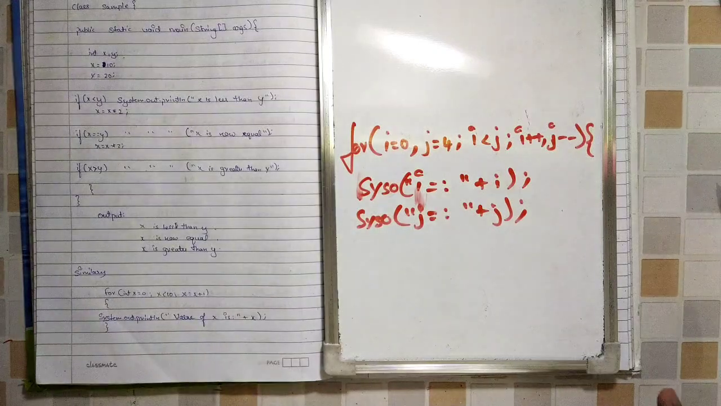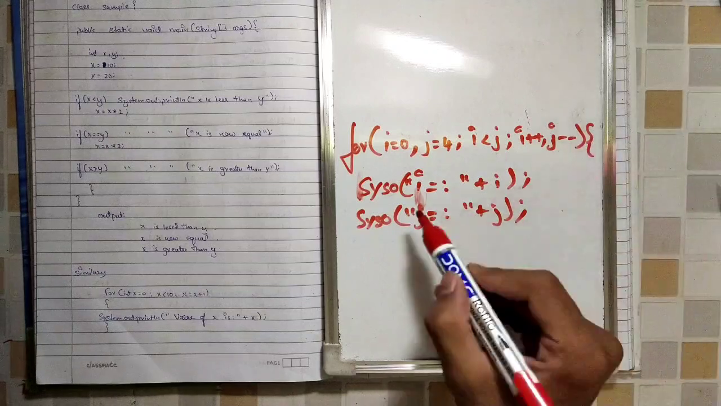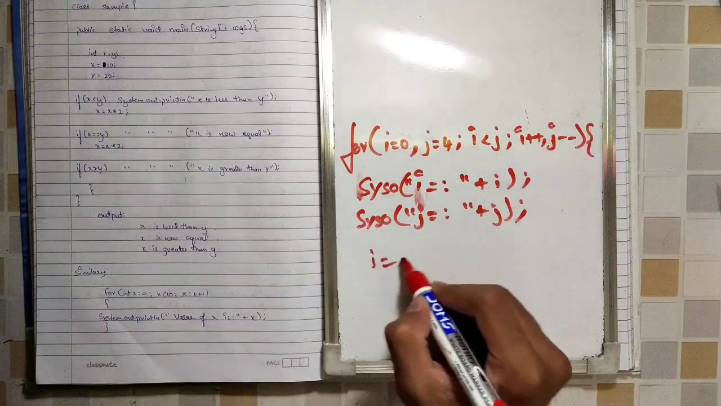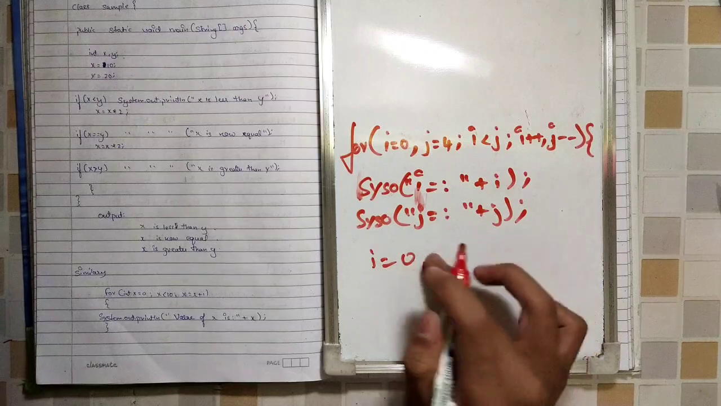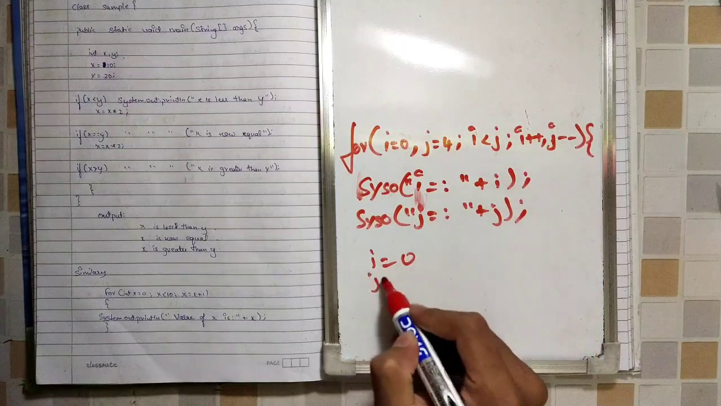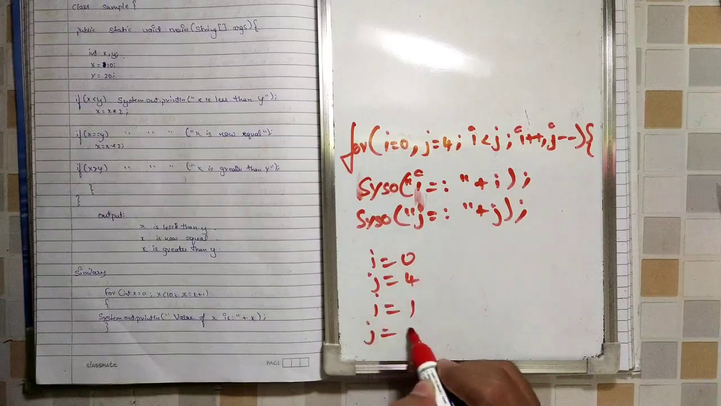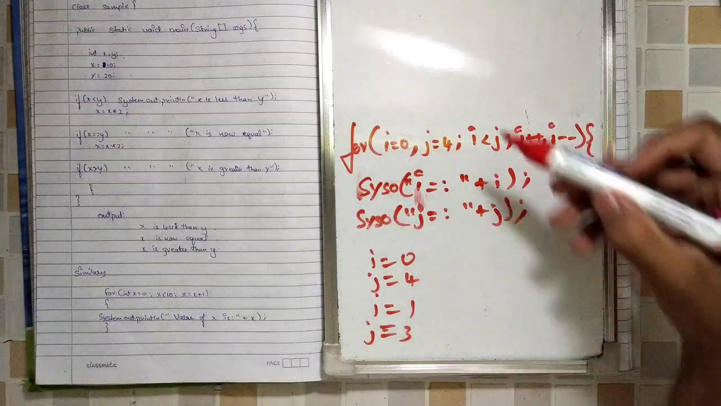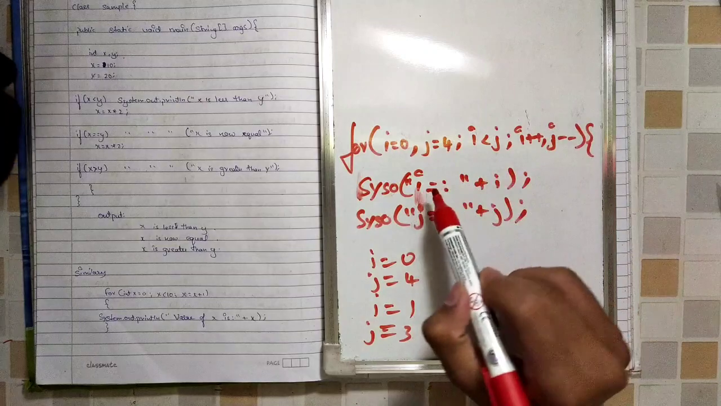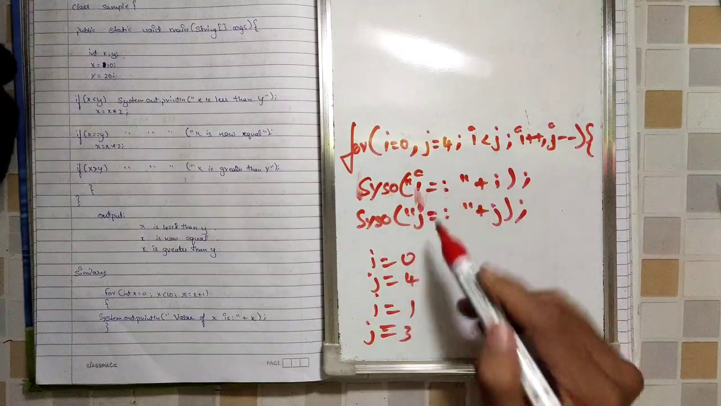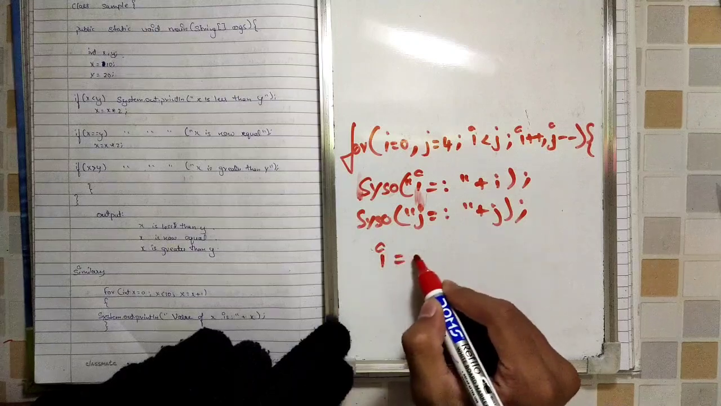Initially i is 0 and j is 4, and i is less than j, so i++ and j-- will happen, and we will print here. So i is equals to 0, and then j equals to 4, then again i equals to 1, j equals to 3. This will be our output. How? See, i was 0 and j is 4, so the condition is satisfied. So now it will print i, it won't print like this, it will print like this itself, sorry.